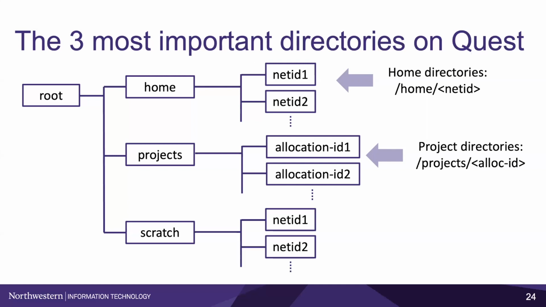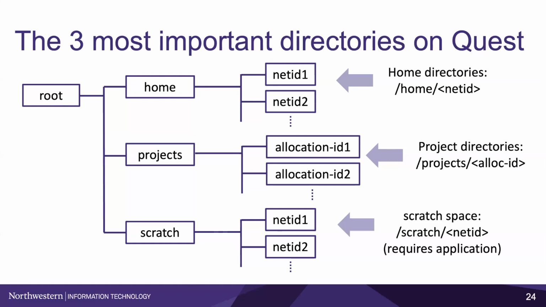The Scratch directory is pretty similar to your home directory in a sense that the subdirectories under Scratch will be named with people's net IDs. So the path to your Scratch space will be /scratch/net ID. I do want to note here that when you get access to Quest, you will not have Scratch space available by default. So you will need to fill out a form and submit it to us in order to apply for Scratch space. When you first log into Quest, you will be starting from your home directory.